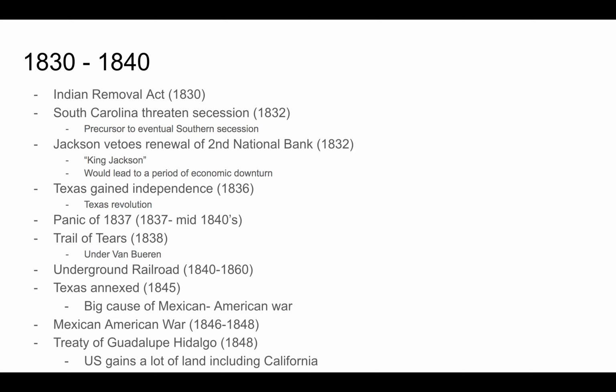After that, we have the annexation of Texas, and it was a big cause of the Mexican-American War. After that, we had the Mexican-American War, which lasted from 1846 to 1848. Then we have the Treaty of Guadalupe Hidalgo in 1848, and this is the treaty after the Mexican-American War. And in this treaty, the U.S. gained a lot of land, including California.